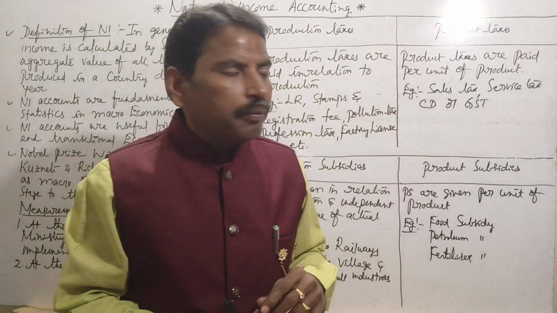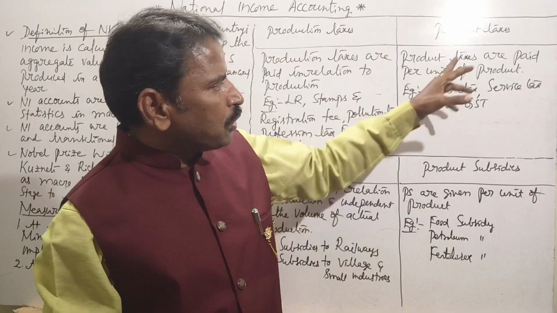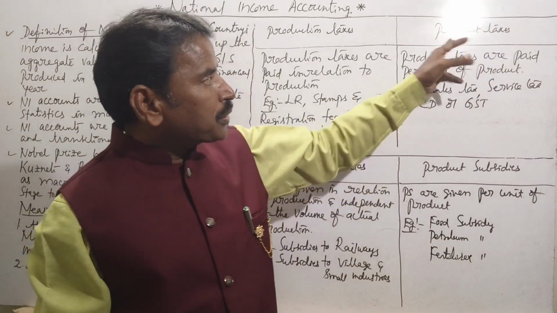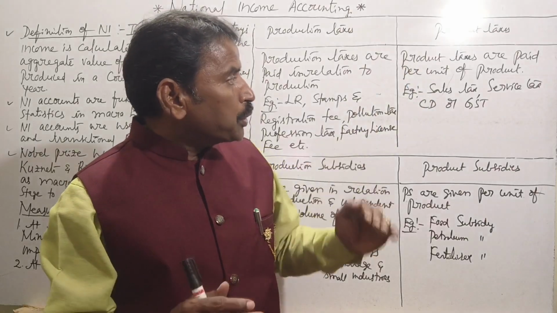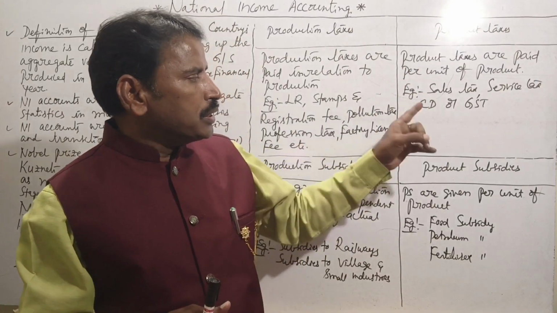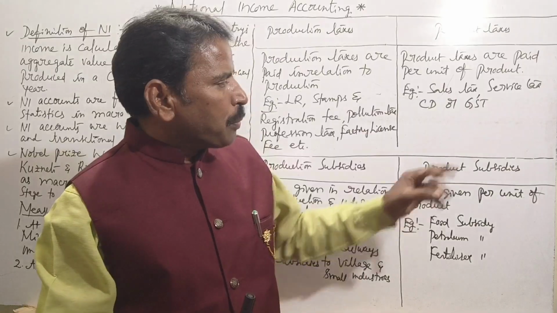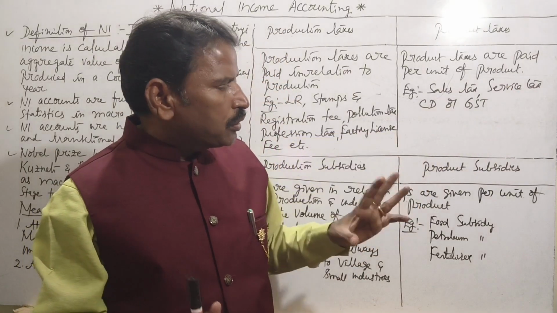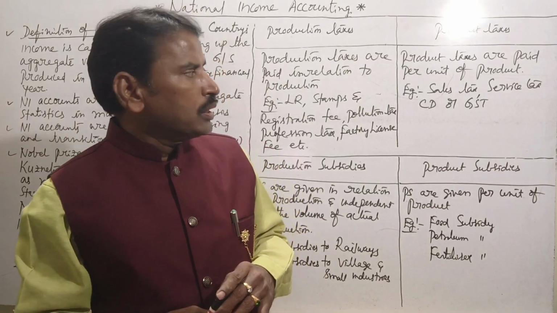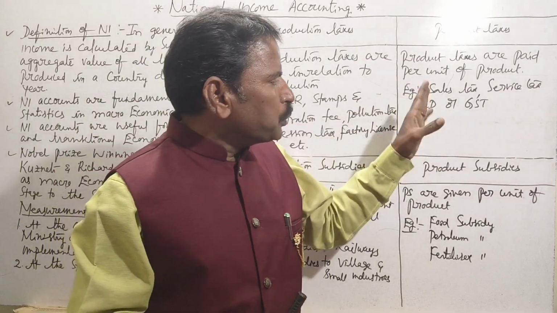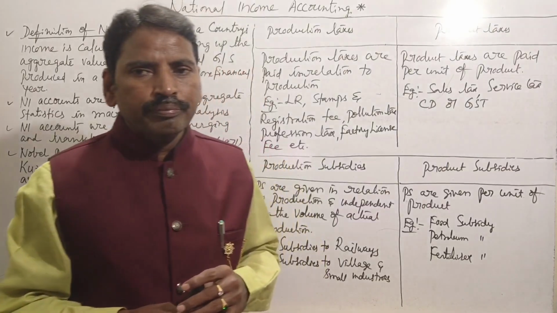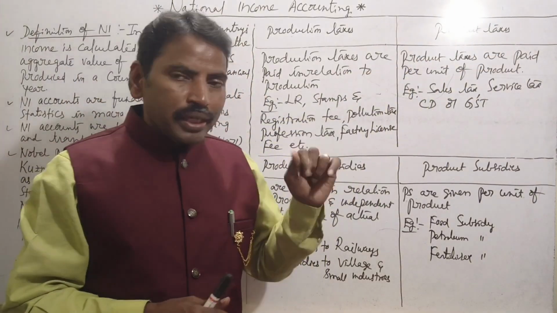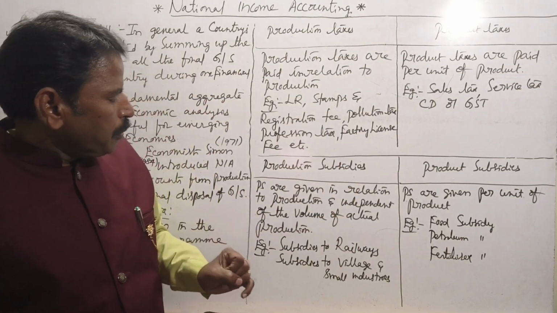On the other side, product taxes are paid per unit of product. That is sales tax, service tax, customs duty, or GST. These are all paid per unit of product. Those are called product taxes.